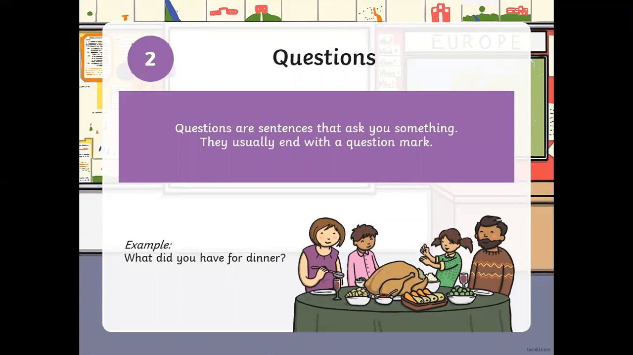Questions are sentences that ask you something. They usually end with a question mark. So here's an example. Let's have a look at this picture. It's a picture of people having dinner, isn't it? And then it says, what did you have for dinner? So they're asking you, what did you have for dinner? Another question could be, would you like some of this turkey?